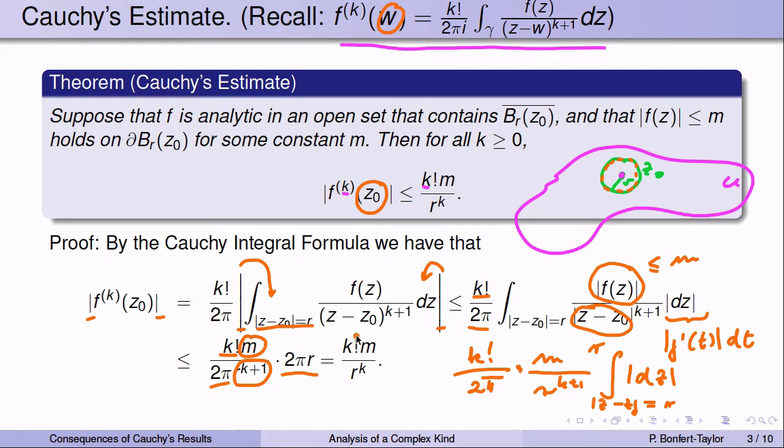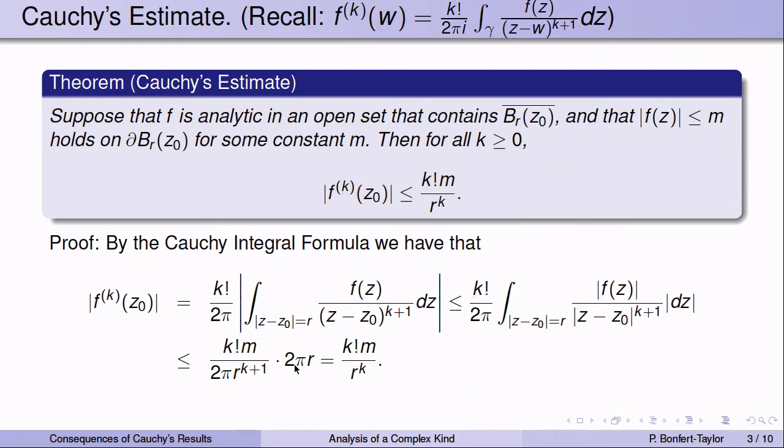Now we can simplify. Let me clear the screen. And we can simplify that 2 pi's cancel out, one of the r's cancels out, and I'm left with k factorial times m divided by r to the k. And that's what we wanted to prove. So let's see how we can apply Cauchy's estimate to prove some amazing facts.